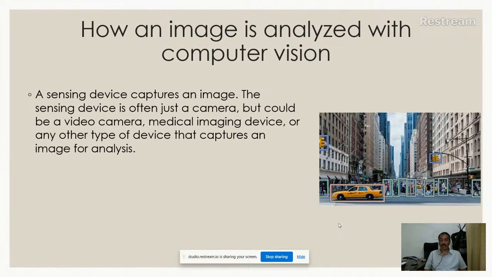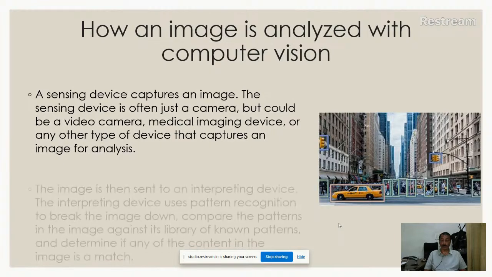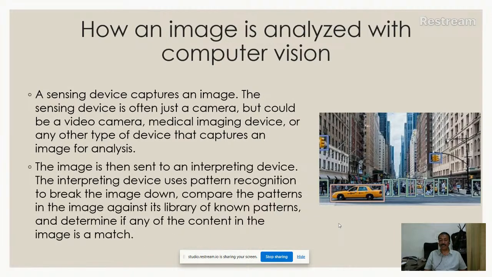How images are analyzed: a sensing device captures an image. The sensing device is often a camera, but could be a video camera, medical imaging device, or any other type of device that captures an image for analysis. The image is then sent to an interpreting device. The interpreting device uses pattern recognition to break the image down, compare the patterns in the image against its library of known patterns, and determine if any of the content in the image is a match.